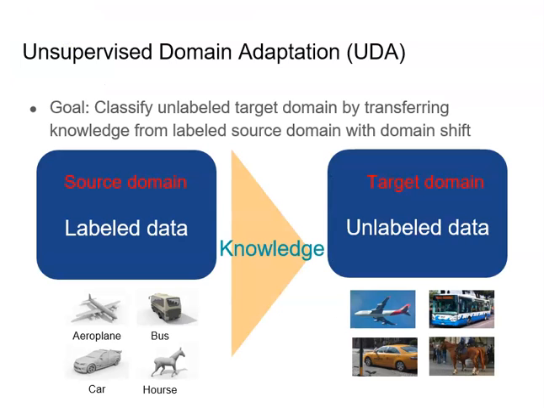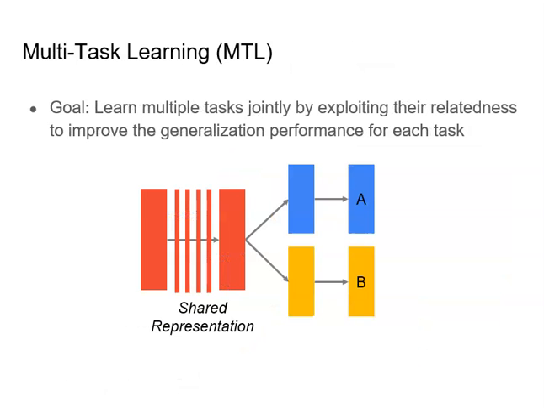Given abundant labeled data, deep models are very successful in many image recognition tasks. Unfortunately, in real-world applications, not all of the datasets have ground truth labels. The technique of unsupervised domain adaptation is to transfer knowledge learned from the source domain with labels to a target domain where labels may not be available.